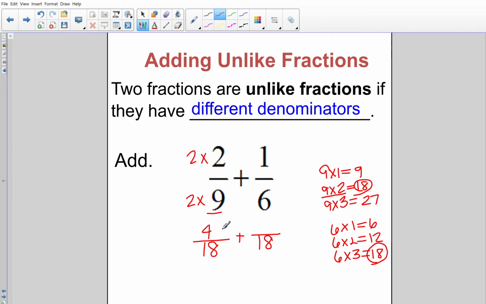I did 9 times 2 to get 18, so I can multiply by 2 here and again on the top. So I have 4 18ths. 6 times 3 was 18, so I'm multiplying by 3 in both numerator and denominator, so I have 3. So now that I have the same denominators, I'm simply adding my numerators, so 4 and 3 are 7 18ths, and I check to make sure it's reduced. It is, so I'm good to go.